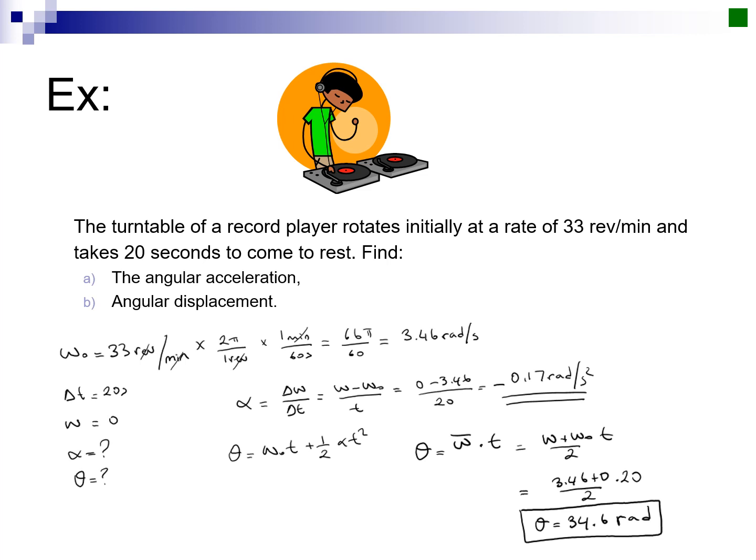So this gives me 3.46 plus 0 over 2 times 20, and this gives me finally an angular displacement of 34.6 radians. Alright, so this is an example of how to use the kinematics equations when it comes to rotation then.